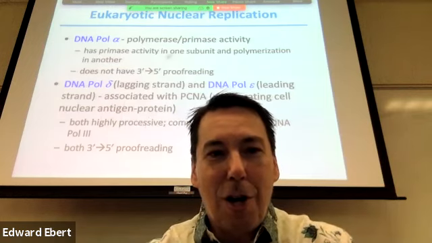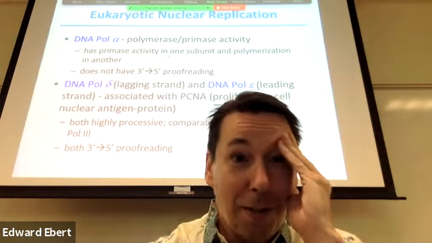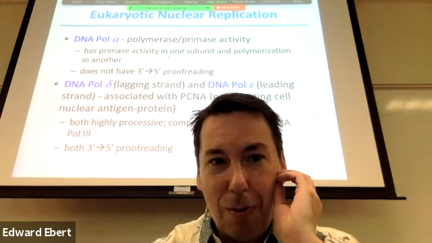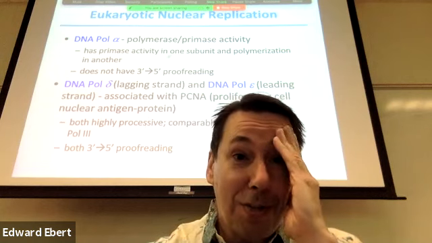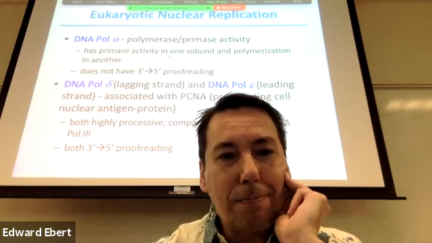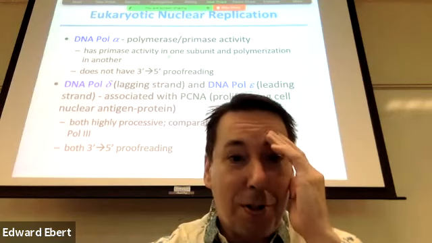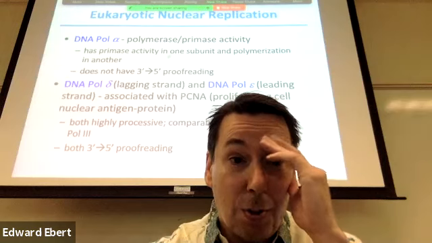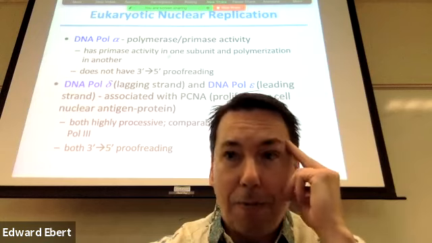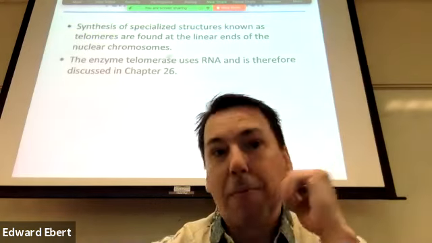Okay, so Pol alpha has primase activity in one subunit and polymerization in another. It does not have the 3' to 5' proofreading. Polymerase delta is for the lagging strand and epsilon for the leading strand. Both are very processive. These, polymerase delta and polymerase epsilon, are comparable to polymerase 3 in bacteria. So those are the heavy lifters for the replication. And both of them have that 3' to 5' proofreading. So they won't proceed if they make an error, in theory.